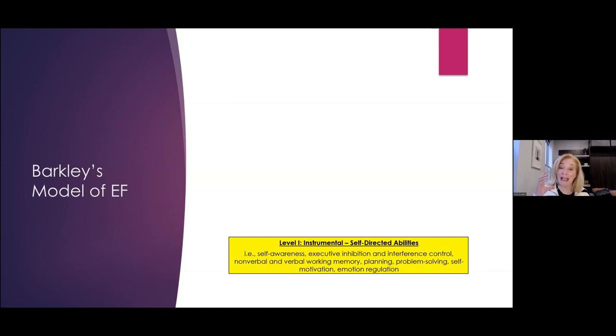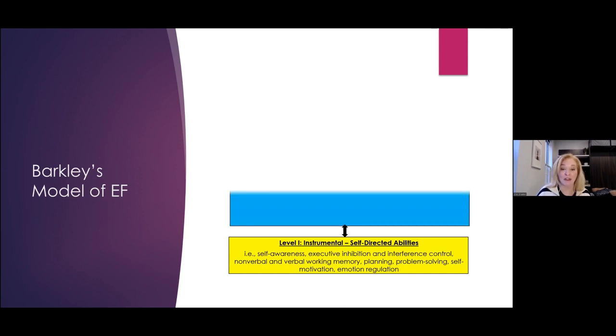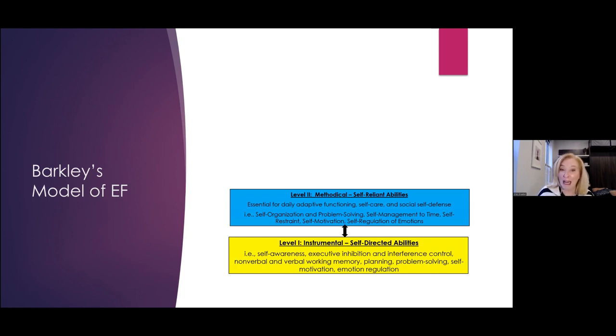What he says is the instrumental things that someone needs in order to be successful in life are self-directed abilities. So they're things like self-awareness, executive inhibition and interference control. We have to have sufficient verbal and nonverbal working memory. We've got to be able to plan, to problem solve, regulate our emotions. So those are the instrumental things. But then there are also the methodical things, the self-reliant abilities that we need. We have these self-directed abilities, but now we've got to apply them. Those skills are essential for daily adaptive functioning, our self-care, our social self-defense and ability to get along with each other.